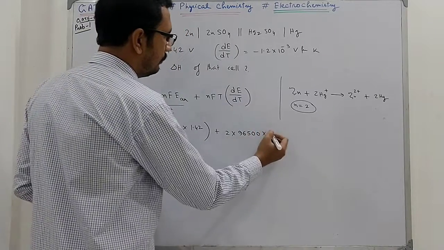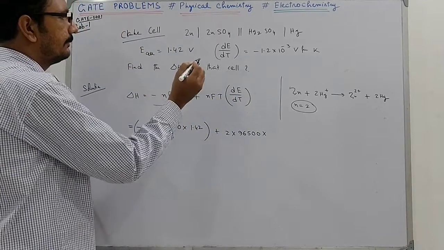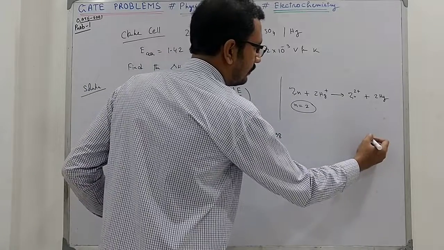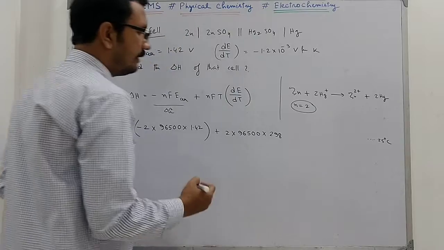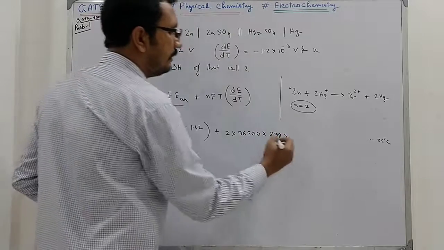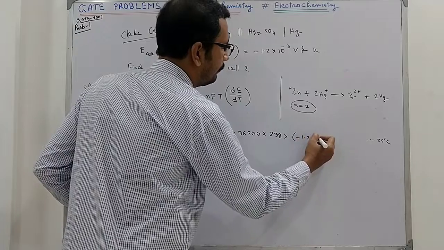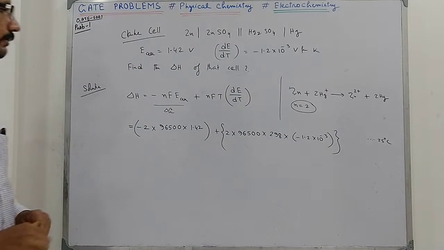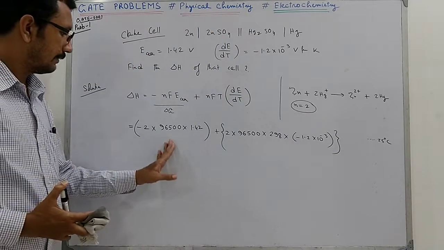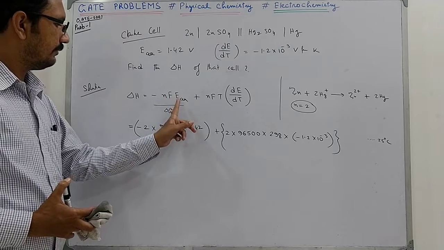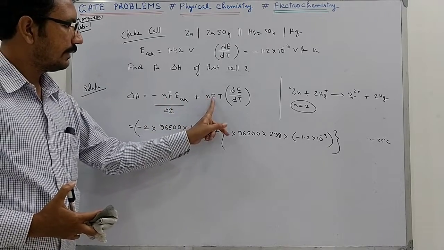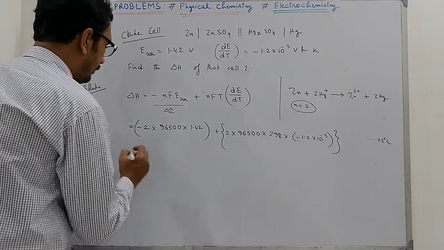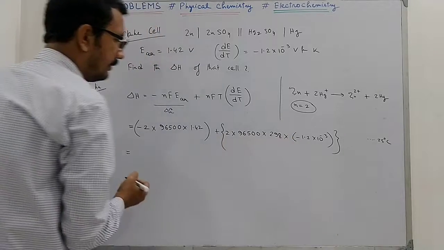Now dE/dT, oh, there is T here. Temperature is given. If temperature is not given, you put here 298, and you mention that the temperature is kept at 25 degrees centigrade. Now the value of dE/dT is minus 1.2 into 10 to the minus 3. Check whether I have placed it wrong or correct. So it is 2 into 96500 into 1.42, and 2 into 96500 into 298 into the temperature coefficient. Now this negative and this plus will give you negative.